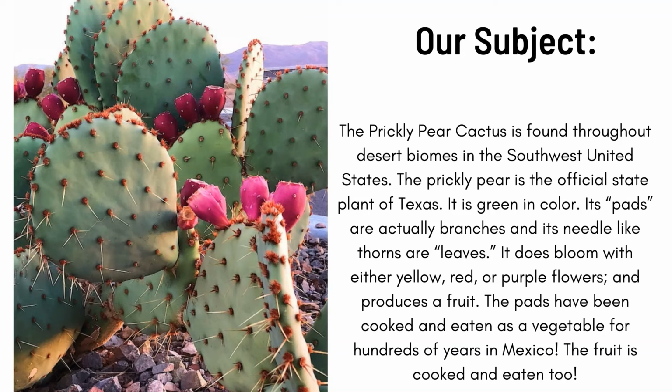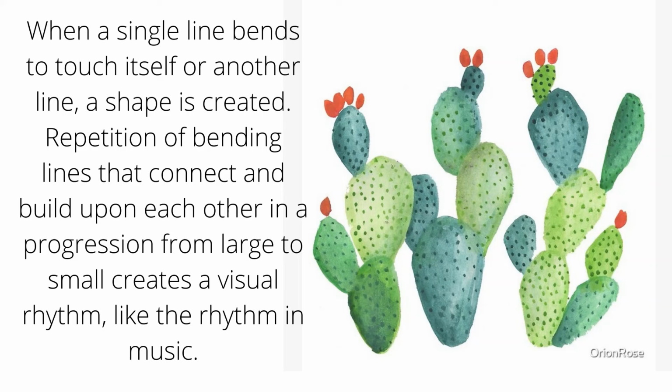It does bloom with either yellow, red, or purple flowers and produces a fruit. The pads are even cooked and eaten as a vegetable for hundreds of years in Mexico. The fruit is also cooked and eaten.